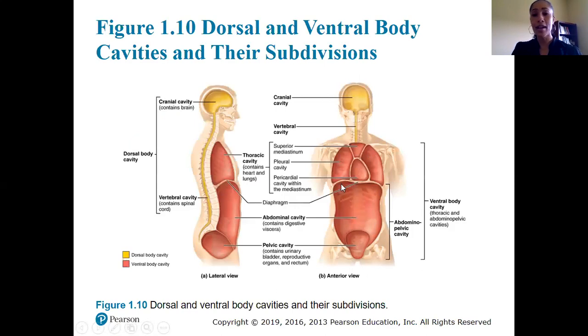Now, when we look at the ventral body cavity, that's going to include the body cavities on the anterior portion of the body. So the ventral body cavity includes all of the body cavities from the base of the neck all the way down to our pelvic area.